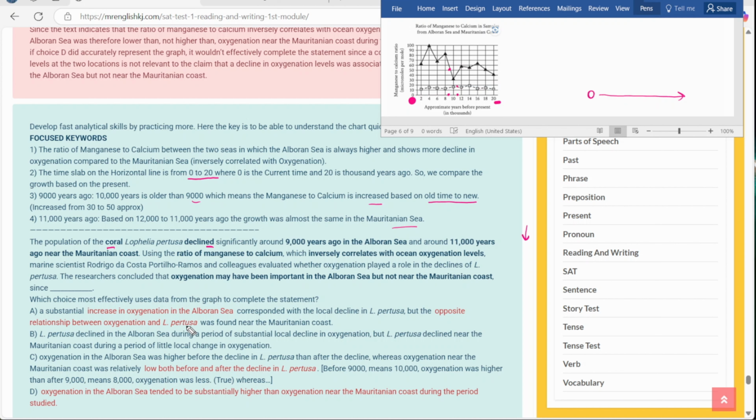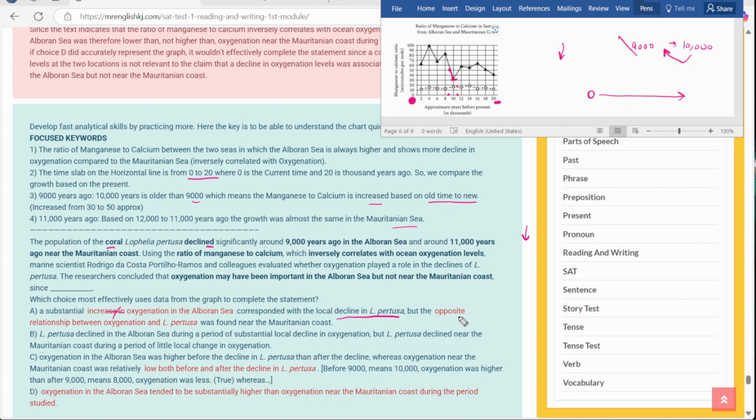A substantial increase in oxygenation in Alboran Sea corresponded with the local decline in Albertusa. We know Albertusa declined, but it is saying increase in oxygenation in Alboran Sea. Well, in this time, the oxygenation doesn't increase because 9,000 is here. And if I say before 9,000, that is 10,000, right? So if you notice, in 10,000 it was here, and then in 9,000, obviously, it rose, as you can see here, right? So when it rose, it means the oxygenation fell. Obviously, oxygenation did not increase. So it's wrong, but let's see.